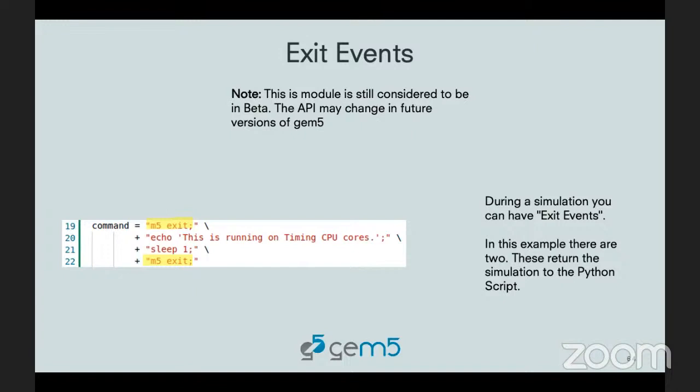I want you to get the idea that in gem5 there are these things called exit events. Exit events exit the simulation loop and return you back to the Python. There's two in this command. m5 exit is the most vanilla exit event you can have. Essentially, when this command is executed, the simulation loop will exit. But a point to keep in mind: you can do stuff and re-enter, and you will re-enter the simulation immediately after this was executed. So this script will continue from here on.